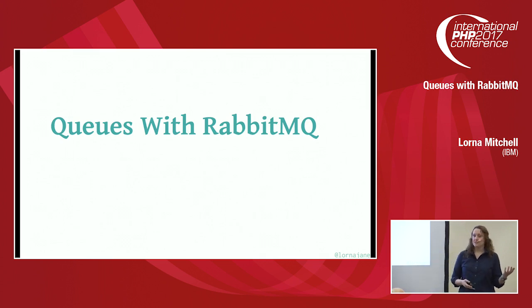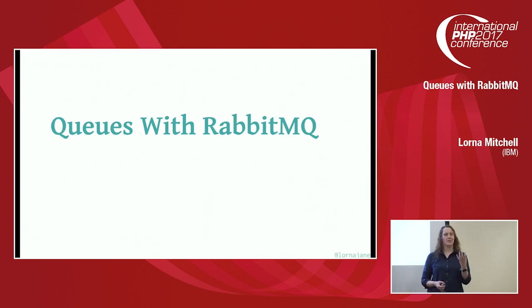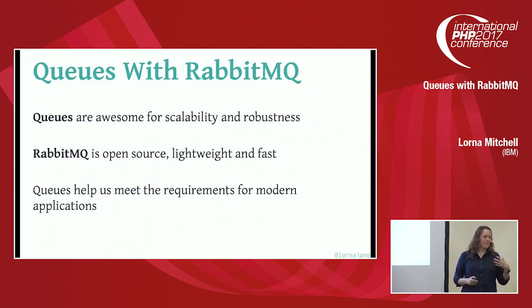Queues in general, I think, are a cornerstone of today's applications. I think they give us some very important tools for modern applications, for building in an increasingly modular manner, for communicating between multiple applications. They allow us to scale. They allow us to be resilient.